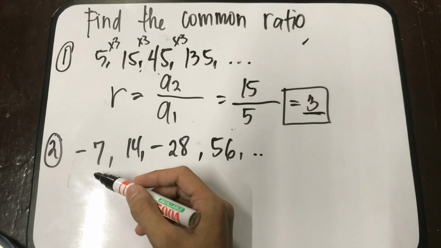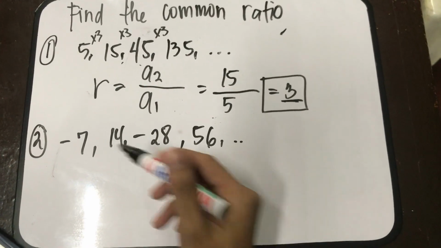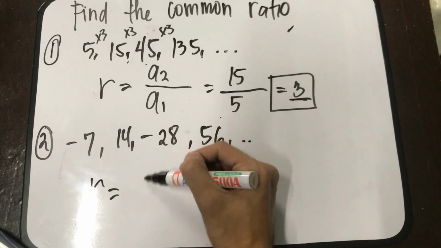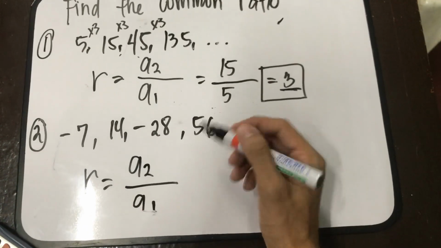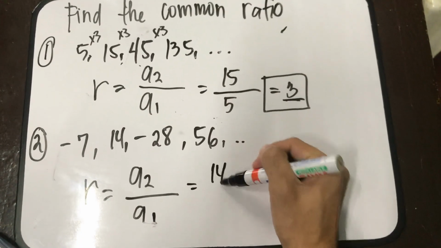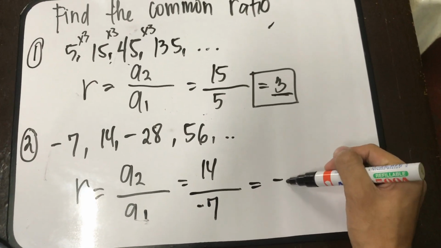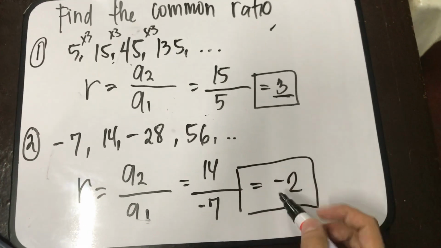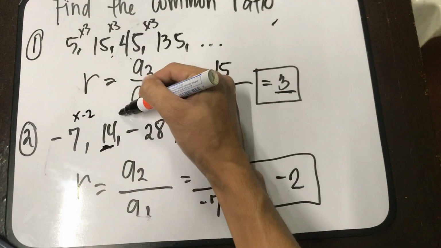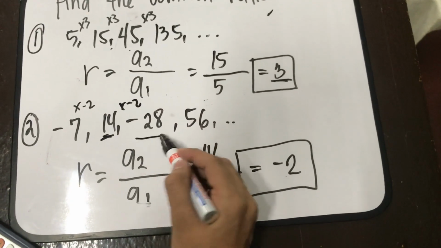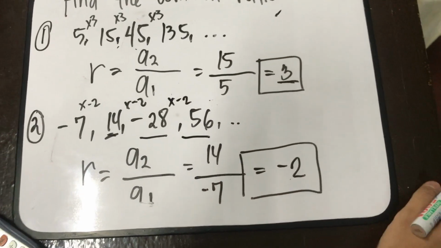Okay, let's have another example, number 2. We have negative 7, 14, negative 28, and 56. Again, in finding the common ratio, we divide the second term by our first term. So we have 14 divided by negative 7, that is negative 2. Negative 7 times negative 2, that is 14. And 14 times negative 2, negative 28. And negative 28 times negative 2, that is 56.